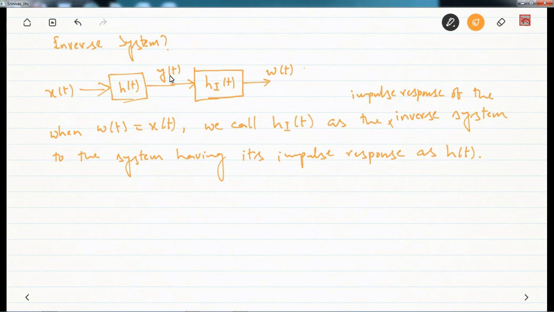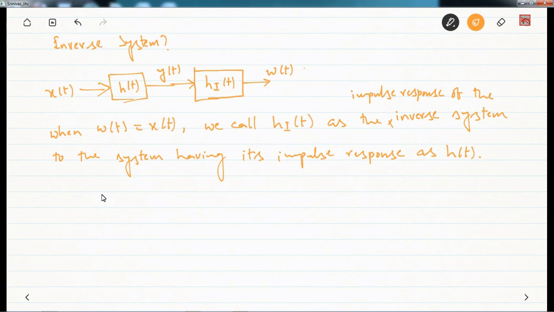So from this y of t, if I can get back x of t through a system hi of t, so I'll give this y of t as input to a system hi of t, and then I'll get some output, w of t. But if this w of t is equivalent to my input x of t, then we call hi of t an inverse system to h of t, right? So then we call hi of t as an inverse system to h of t.